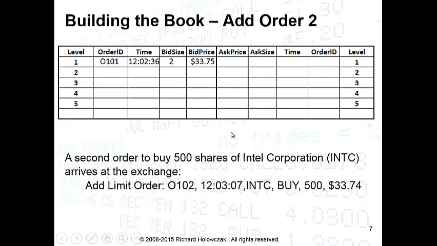Now we have another order coming in, and this order is to buy 500 shares of Intel, but they are only willing to pay $33.74, so their bid price is a little bit lower. So again, we've got the same kind of information. The exchange will add a unique order number and the time, and that will go into the book. And again, given our price time priority, this particular order 102 comes in at level 2 on the book.